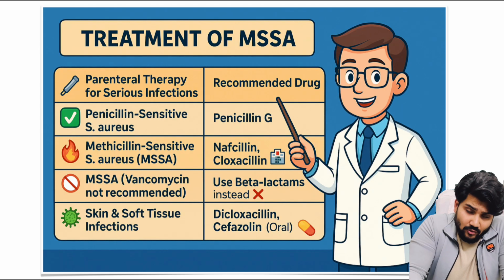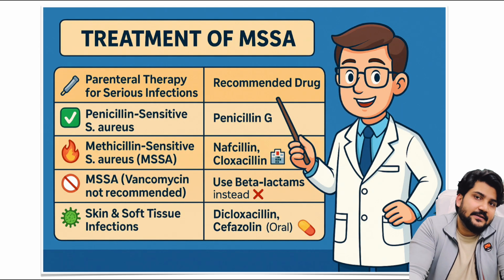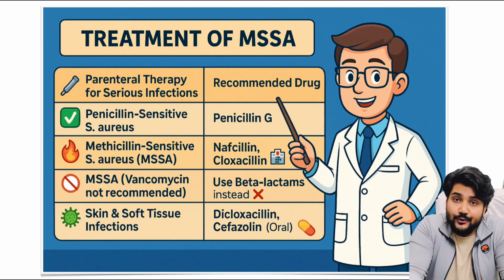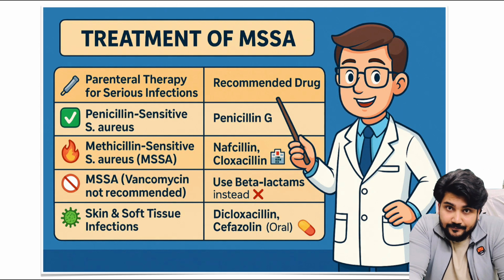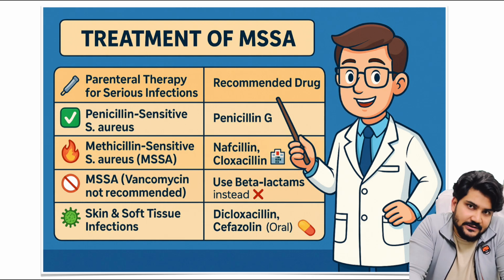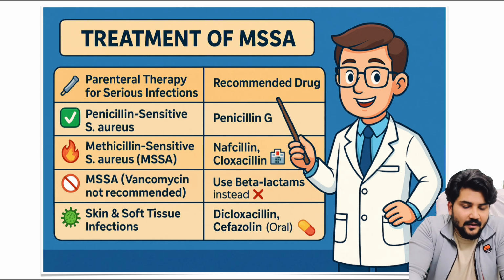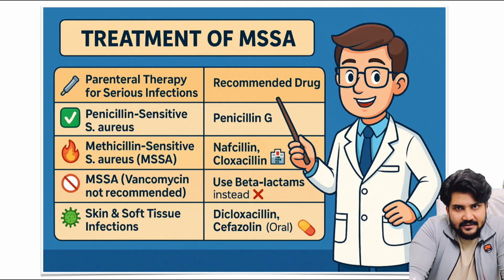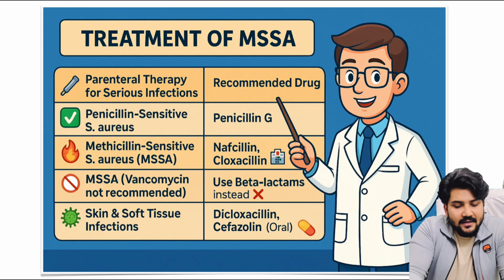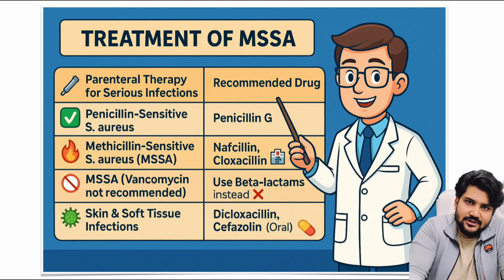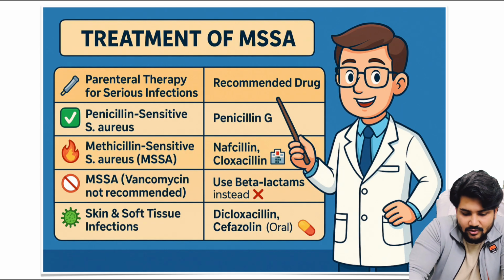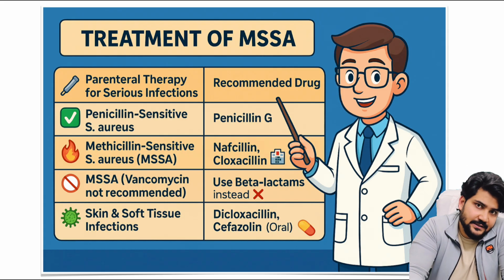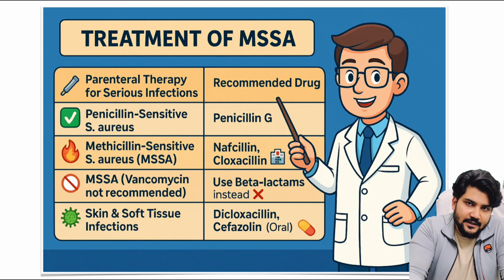If it is MSSA, then the treatment of choice is a beta lactam, a penicillinase resistant beta lactam, and they are cloxacillin, nafcillin. Then you cannot use vancomycin, because if the isolate is MSSA, vancomycin is not effective. The other drugs you can use are first generation and second generation cephalosporins. Mostly the treatment of choice is cloxacillin, dicloxacillin. This was a PYQ, previous year NEET PG question.